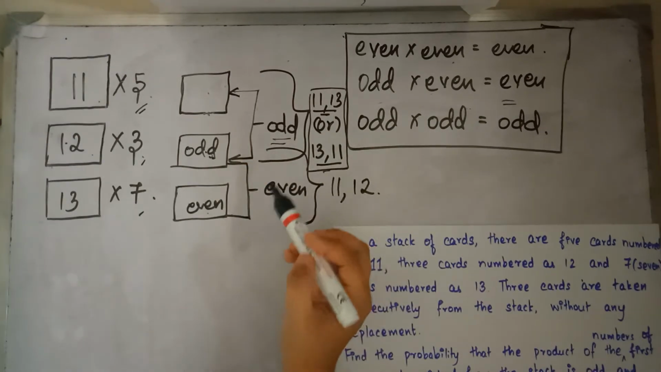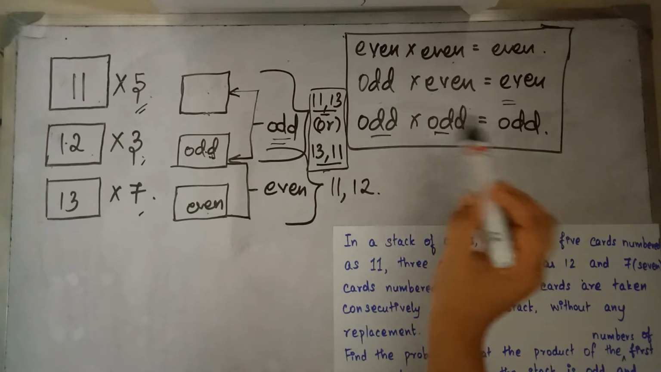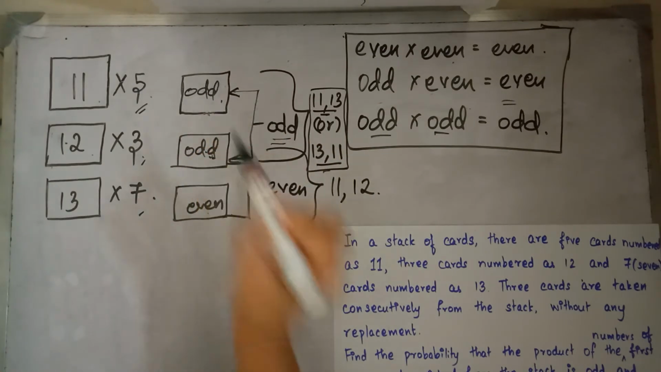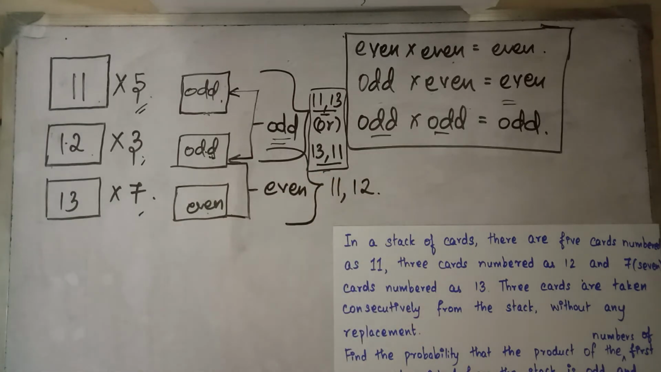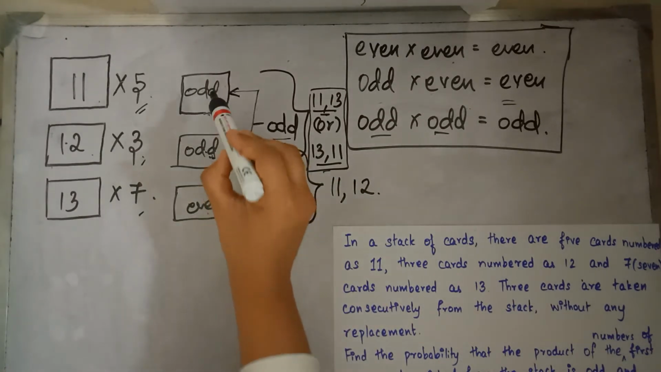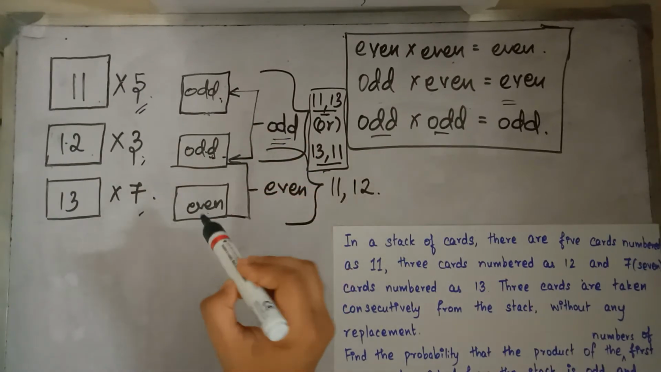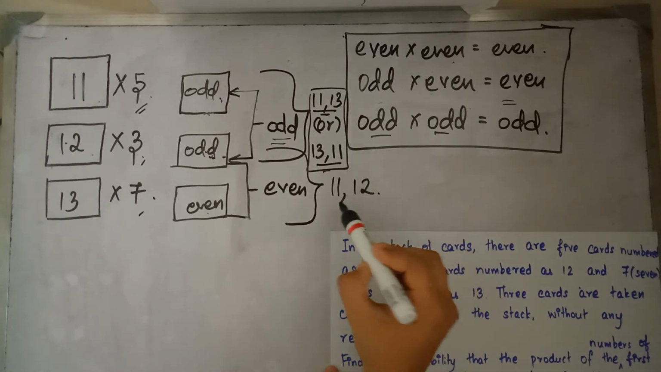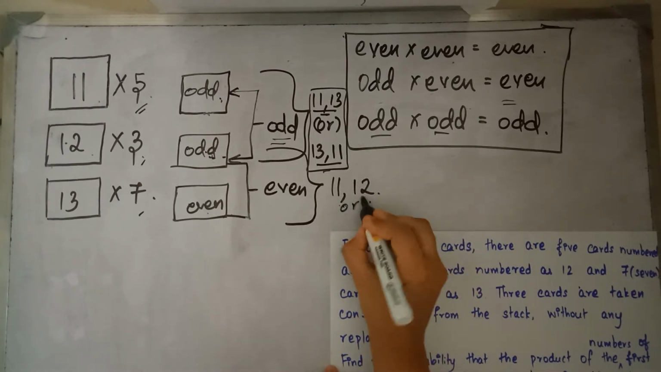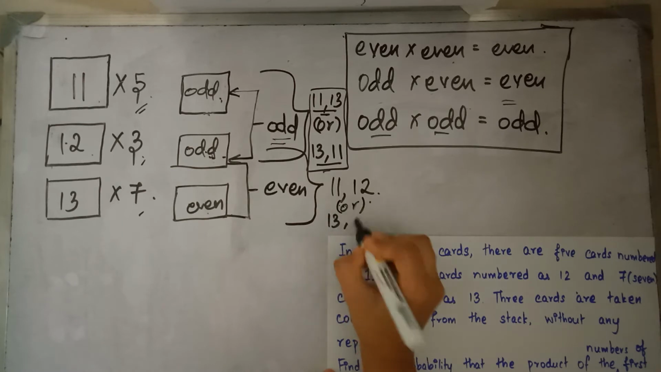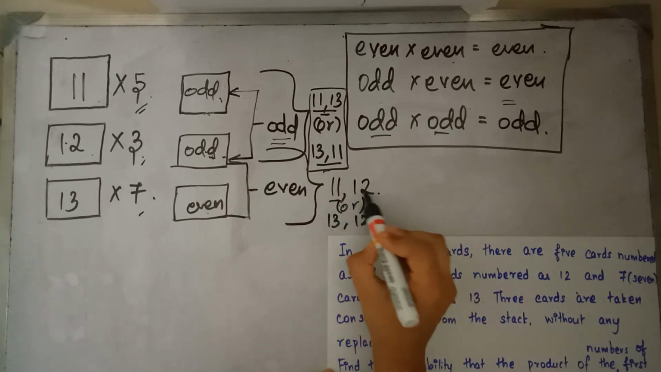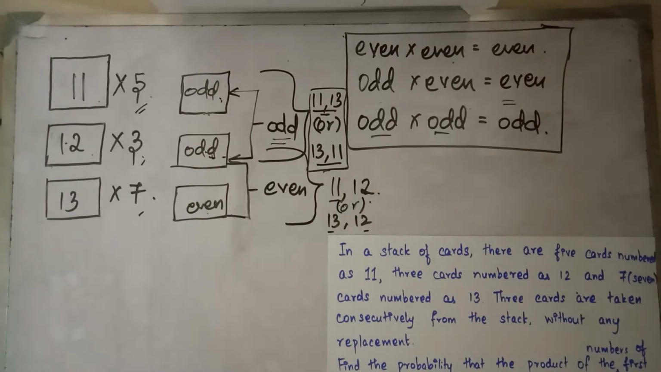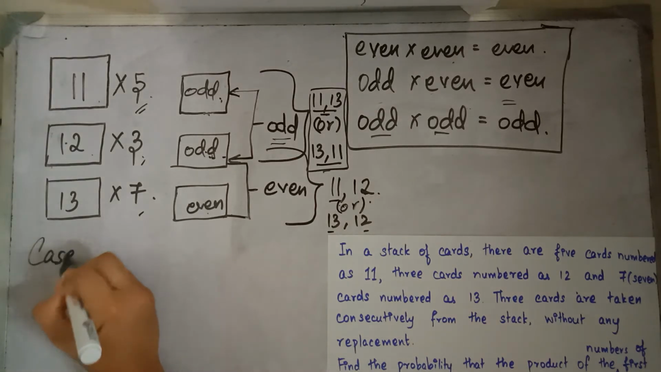What about the first two? The first two have to be odd into odd, only then I will get an odd product. So the first one has to be odd, the second one has to be odd, and the third one has to be even. So over here I could get 11 and then 12 or 13 and 12. This is an odd number, this is an even number. Okay, I'll be writing it down in different cases so that you can be more clear.